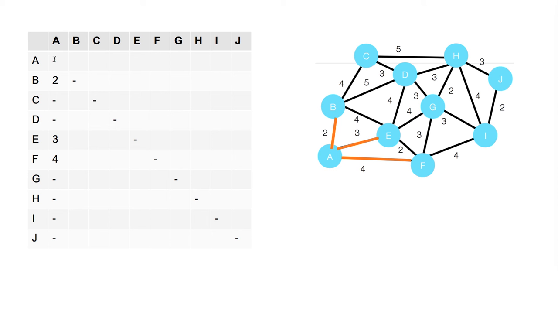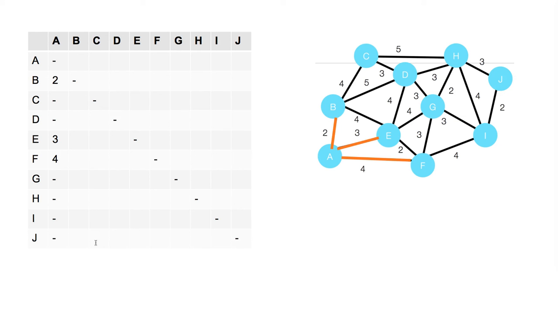Here, clearly A can't be connected to A, so there's a dash. And similarly B can't be connected to B, C can't be connected to C, and so on. So there's a diagonal row of dashes here. But A is connected to B, to E, and to F. So we insert the weights of those connections, those links, into the table here.